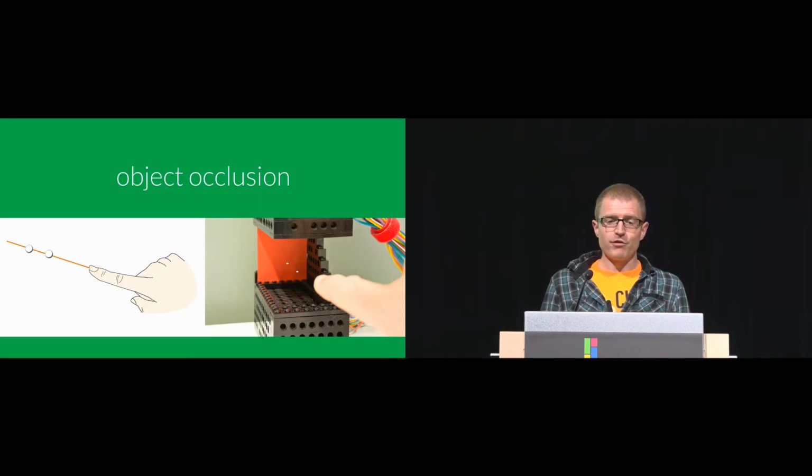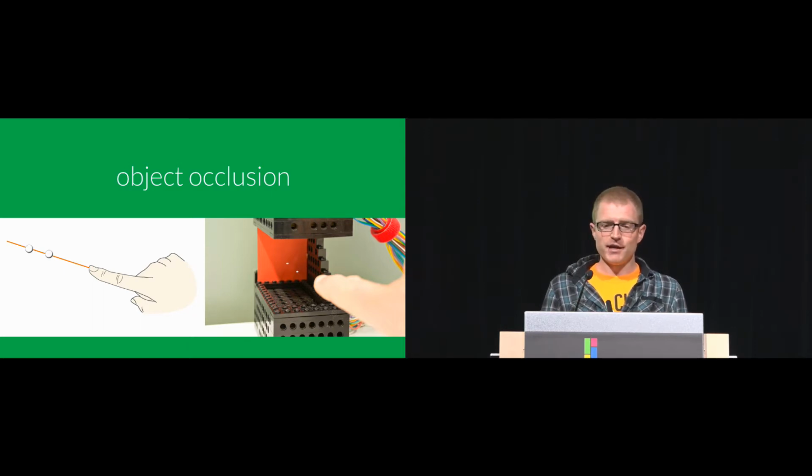So in that first study, we focused on the simplest case of interaction, where users were able to point directly at the object they wanted to select. In practice, object occlusion might be a problem. So this is when the selection target is hidden behind other objects in the display. So the images on the slide here show an example of that.